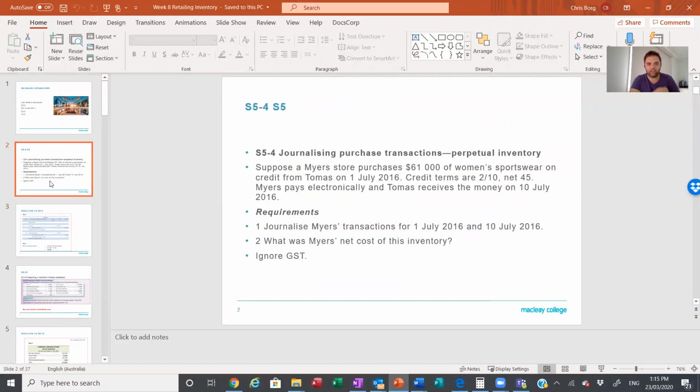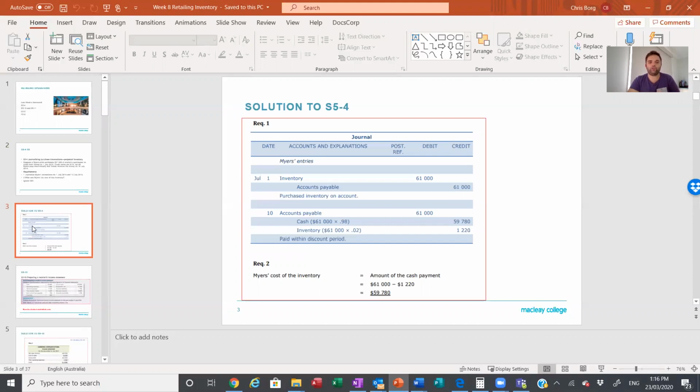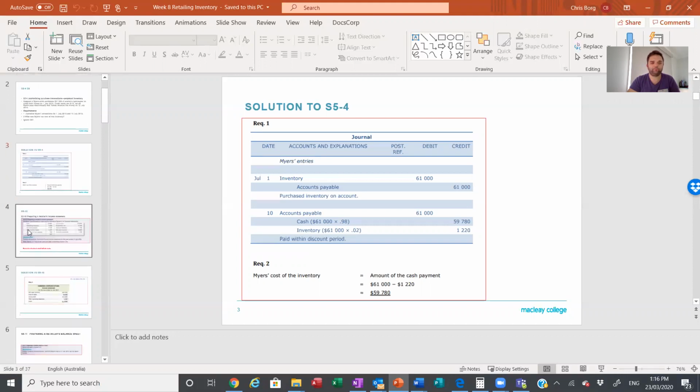So the first question, S5-4 or starter 5-4, is journalizing purchase transactions using the perpetual inventory system. Last week we learned two types of inventory systems, the main one being the perpetual inventory system, where we're constantly updating the closing stock figure, rather than the periodic where we do an end of period journal. The perpetual inventory system is the main one used throughout this subject. So within this question, you are required to do the journal entries as per the perpetual inventory system.